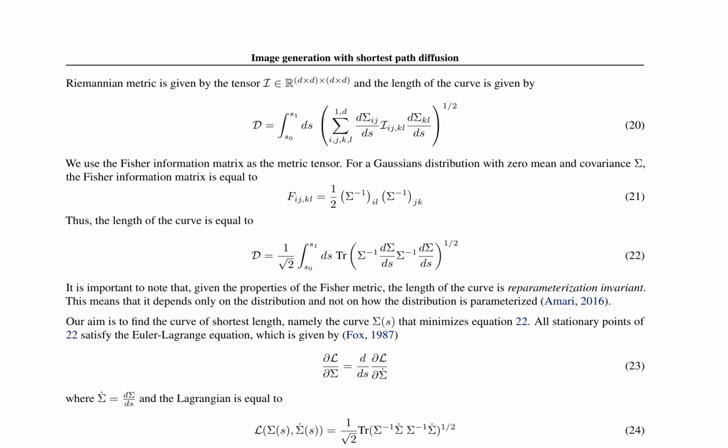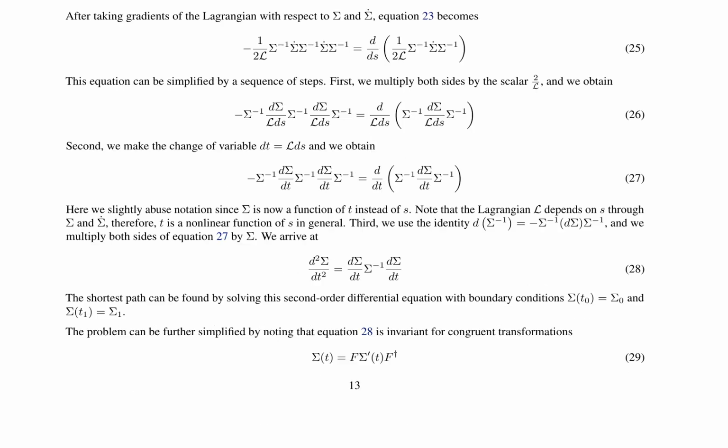The research paper discusses the application of shortest path diffusion for image generation. It begins by describing the Riemannian metric and the length of the curve for the diffusion process. The Fisher information matrix is used as the metric tensor, leading to a length of the curve that is reparameterization invariant. The goal is to find the curve of shortest length, which satisfies the Euler-Lagrange equation.